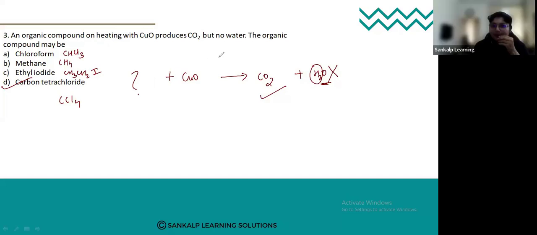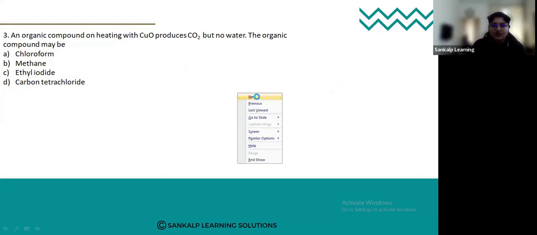Since the compound is producing carbon dioxide and not water, it means the organic compound does not contain hydrogen. So you need to know the molecular formula of all the organic compounds given in the options, and by that you can analyze which compound is not having hydrogen. Carbon tetrachloride, if it reacts with cuprous oxide, produces carbon dioxide and not water. So option D is the correct answer. Okay, let us go for the next one.